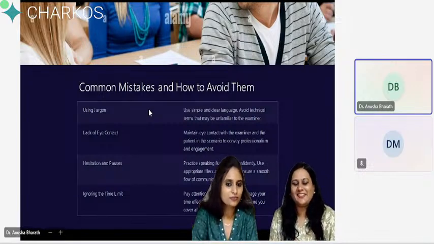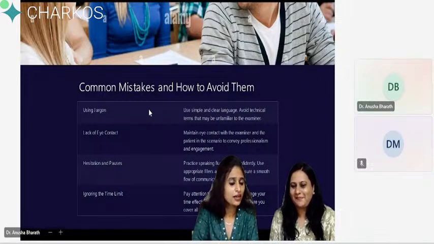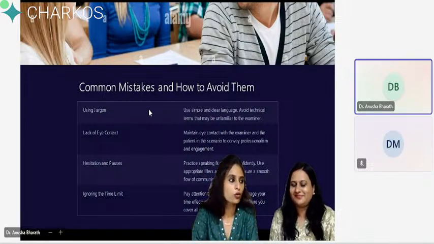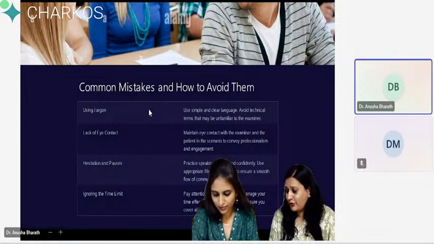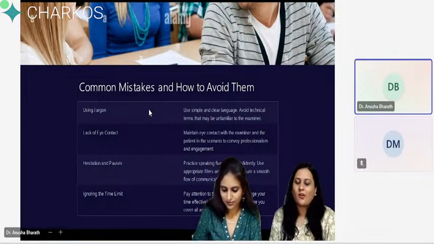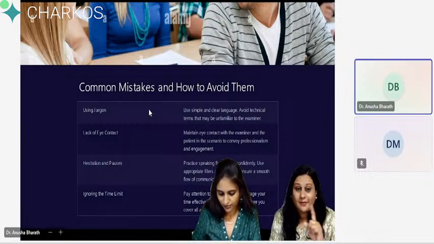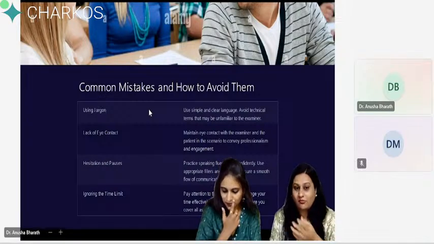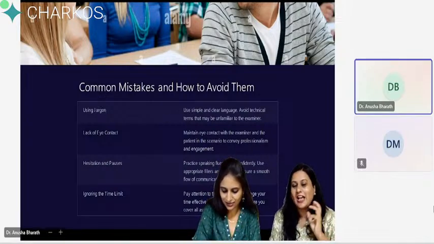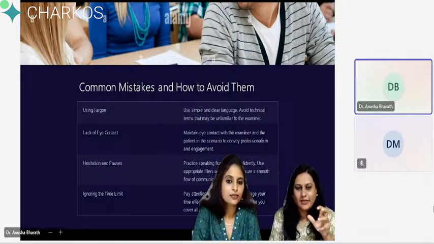Please maintain proper eye contact with the interlocutor, who will be playing the role of the patient or the patient's caregiver in the scenario. So avoid speaking too fast or too slowly. You have to maintain the same speed all through your conversation. Use appropriate fillers and please don't pause a number of times, as that will affect the fluency.